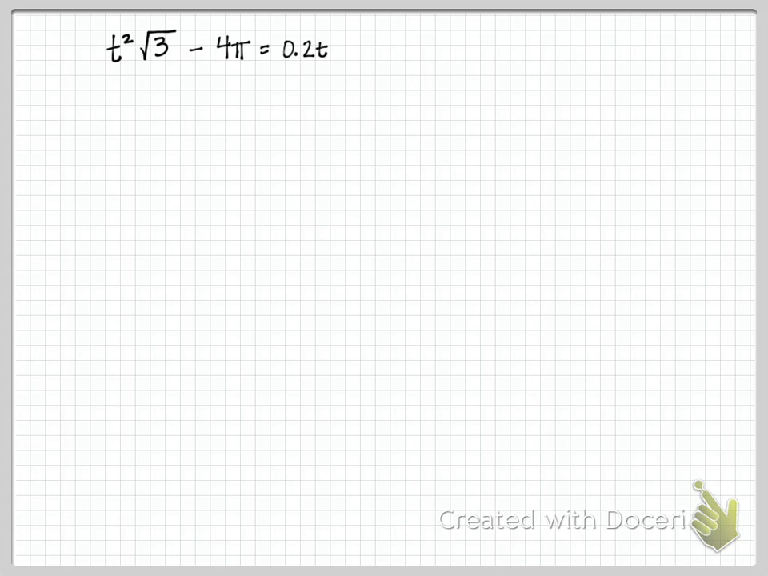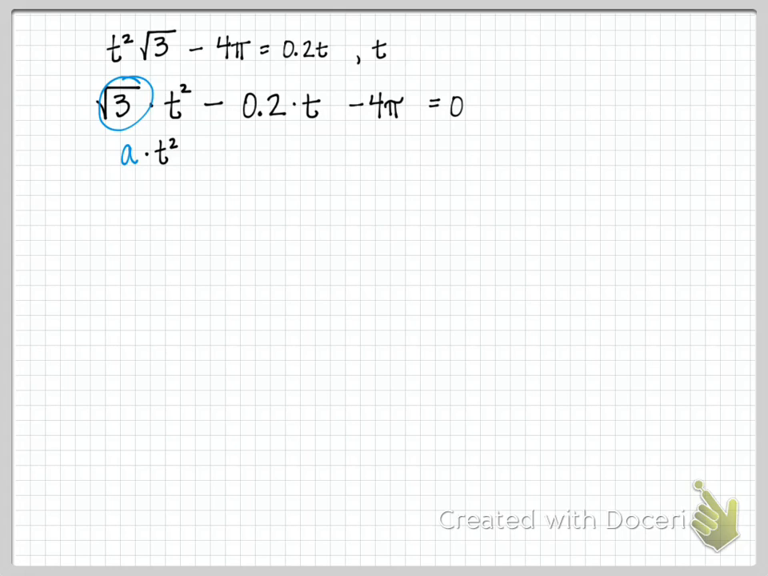Here's one more problem where once again I see that I have a t squared here, and over on the right hand side I have t to the first. I'm solving for t again. My first step is I need to get everything on the same side, so I subtracted the negative 0.2t and have it equal to 0. So now I can see that it is a quadratic in standard form. There's my a, the square root of 3. My b is negative 0.2, and my c is negative 4 pi, that whole thing.